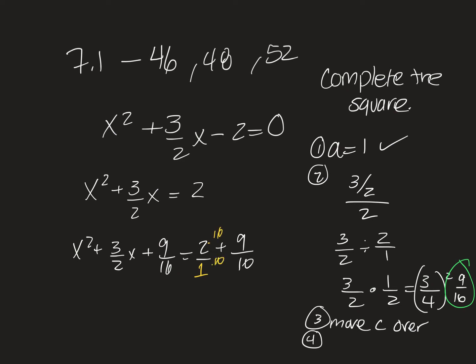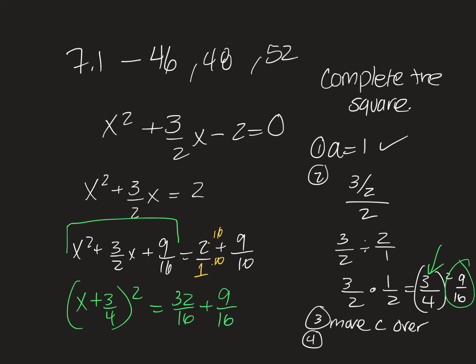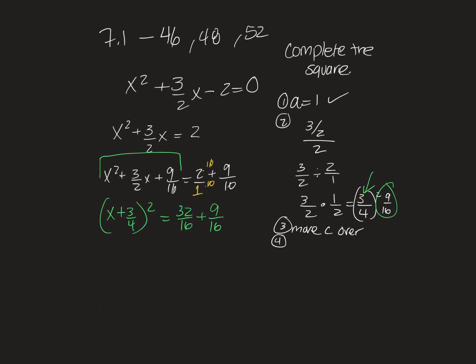Now remember that this fraction here is what this one is going to be. So x plus 3/4 squared is this side. And this side now becomes, what's that, 32 over 16 plus 9 over 16. So now we have x plus 3/4 and 32 plus 9, 41 over 16. Okay, and then this is squared.